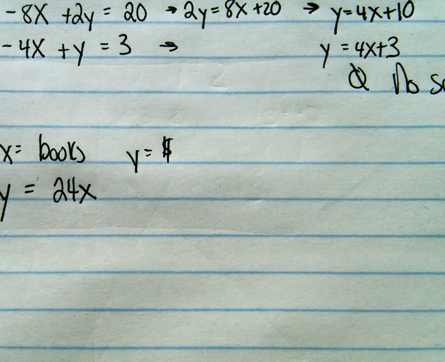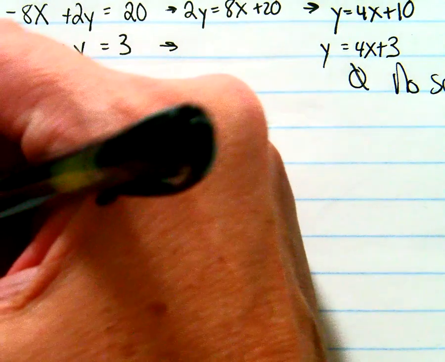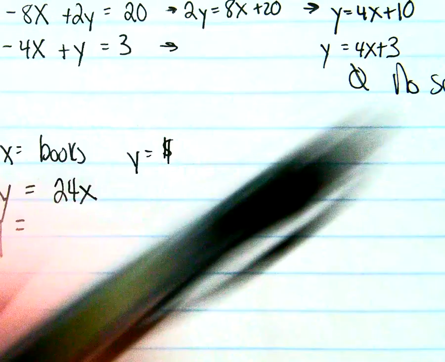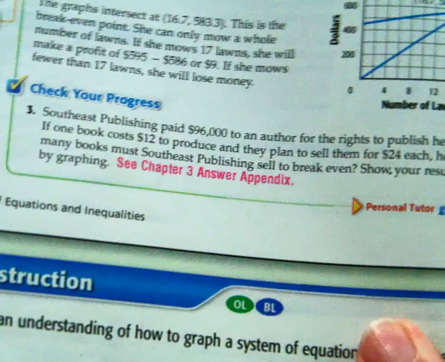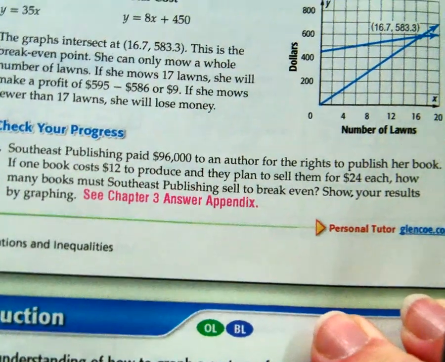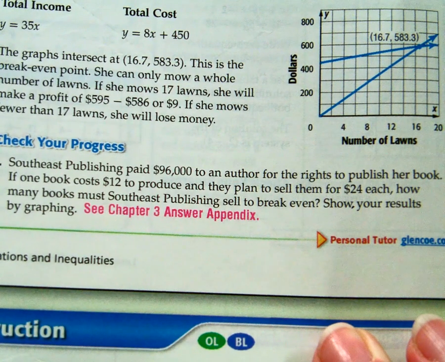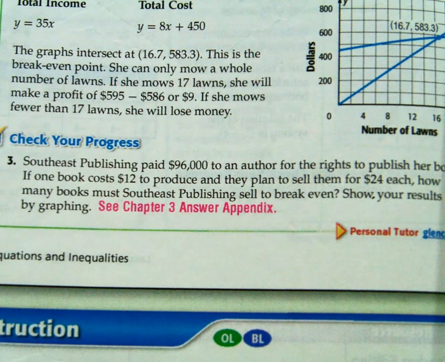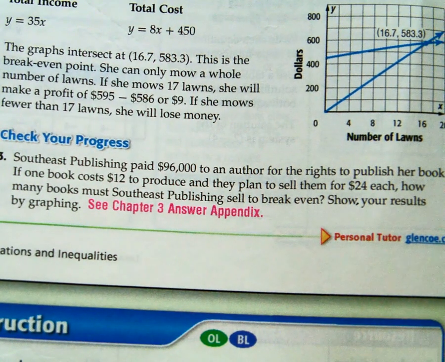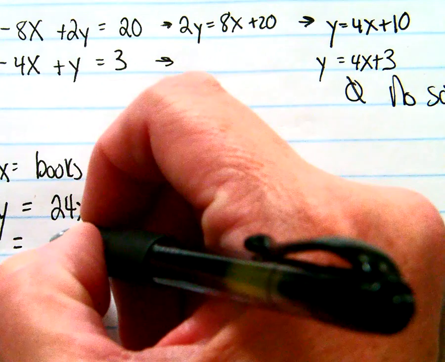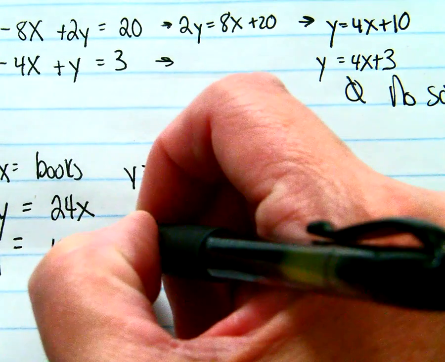Now let's figure out their expenditures, how much they're going to be spending. That total dollar amount is going to be affected by what things in this problem? The $96,000, that's definitely an expenditure, isn't it? A big expenditure. And the $12 per book, $12 for every book. So $96,000 plus the $12 for every book.